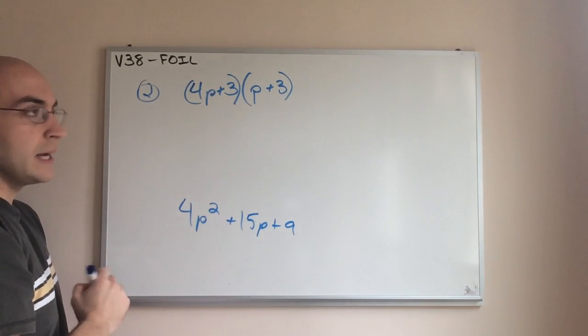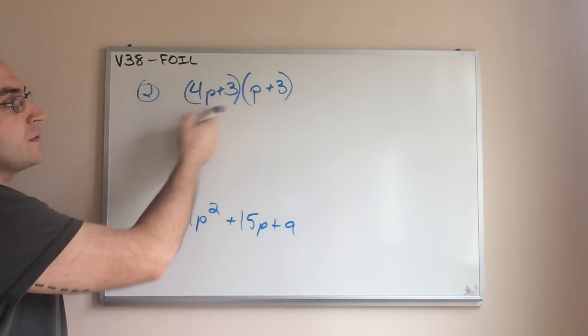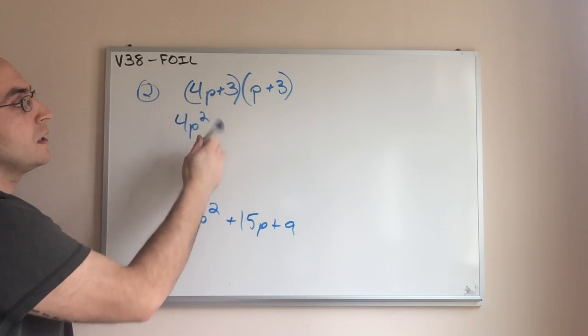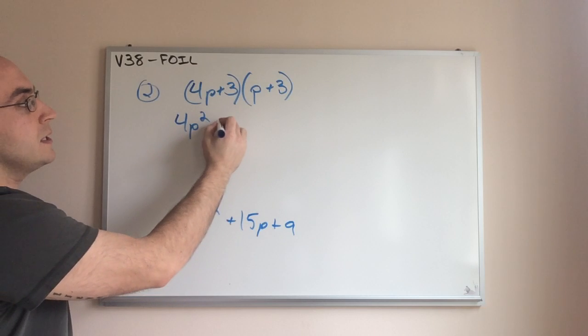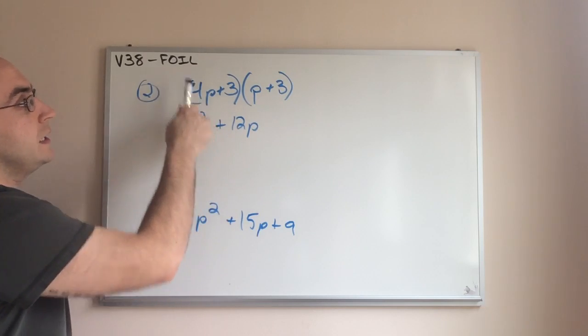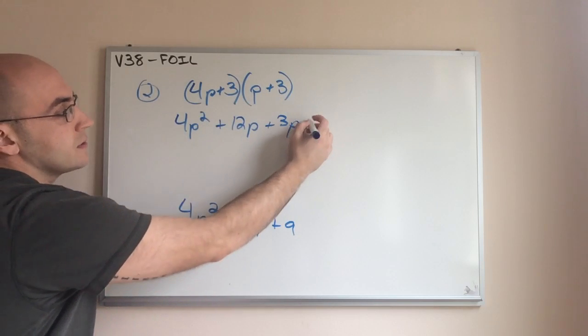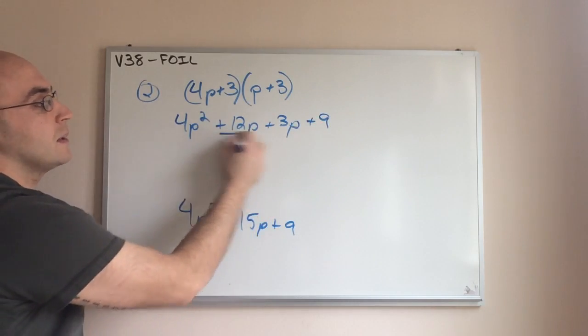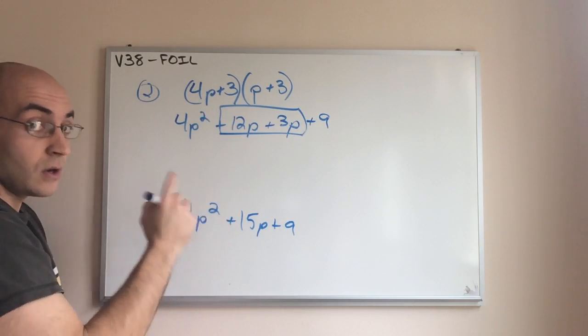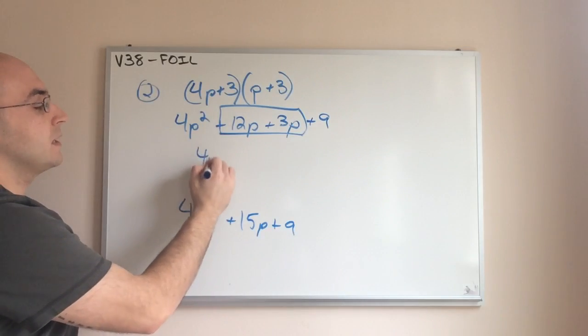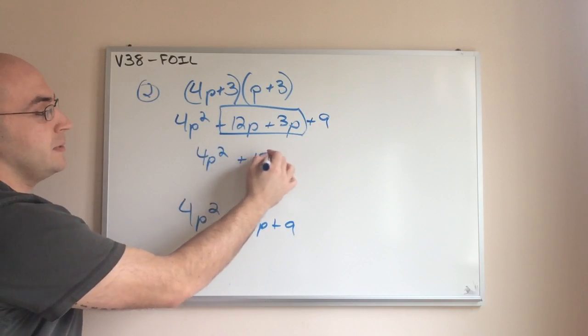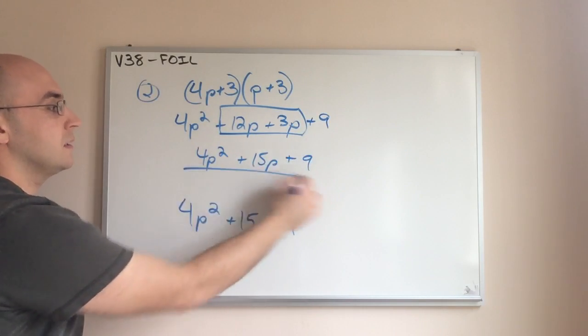So let's work out how we got there. 4p times p, so the first terms together is 4p squared. Outer terms, 4p times 3 is 12p. Inner terms, 3 times p is 3p. And the last terms, 3 times 3 is 9. Remember, the two middle terms can get added together. They're always going to be able to get added together. So I'm left with 4p squared plus 15p, exactly what we had at the end, plus 9.